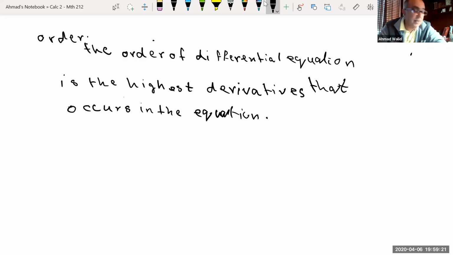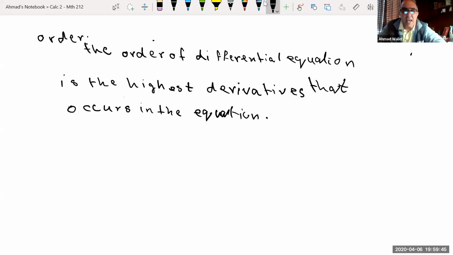This is the order. In some equations you will see the first derivative is involved. In some equations you see the second derivative is involved. In some equations you will see the third derivative is involved. Then how do we know the order of a differential equation? Which derivative is involved? We call that the order.